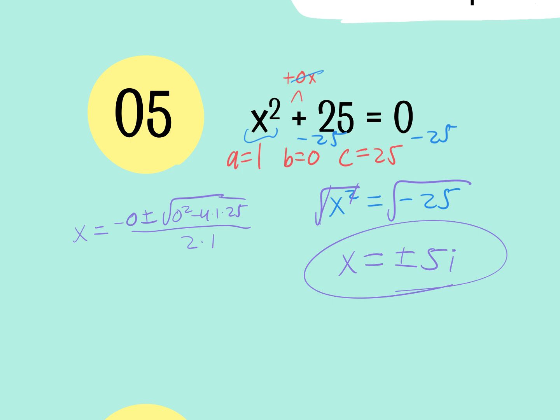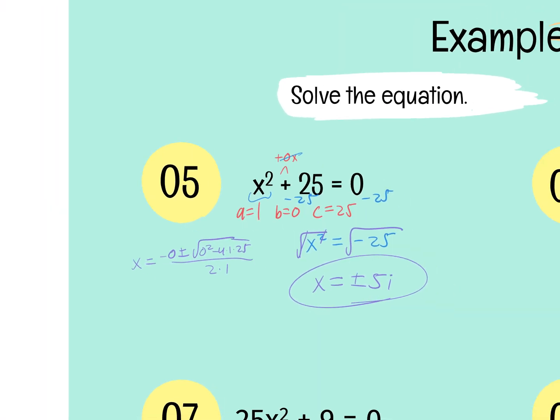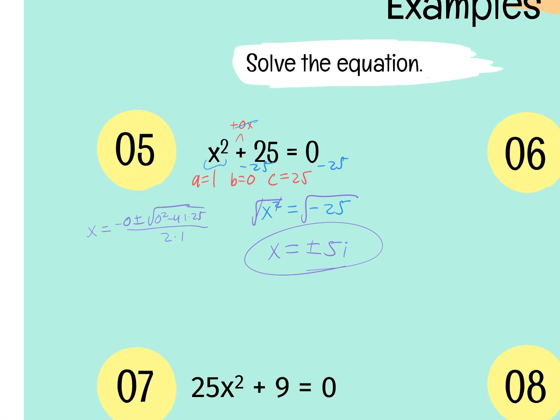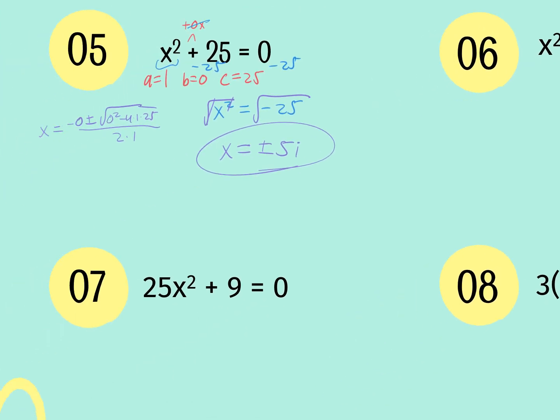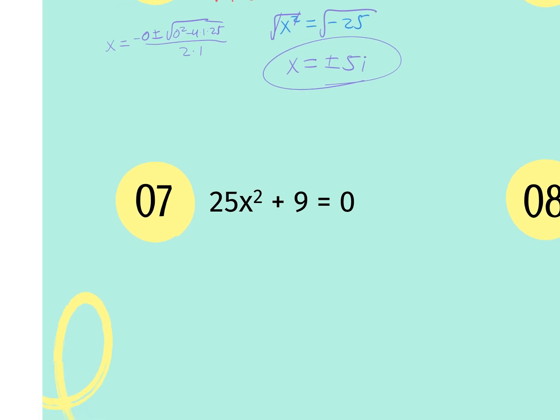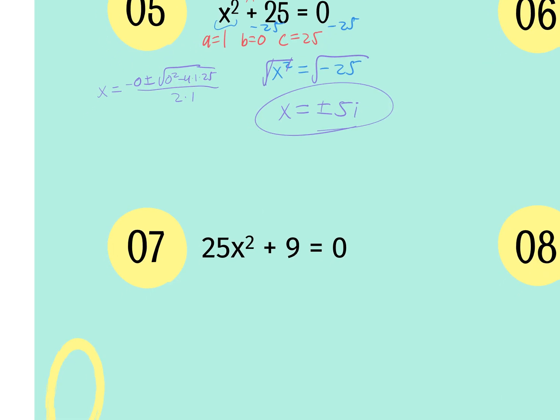But you notice that that's not going to be the fastest way to do it every single time, right? Something like this, if you can recognize that you want to get the x squared by itself, then that's how you can do it. All right, and then I'll skip 6 for now. Let's try 7, right? Because this is something kind of similar.